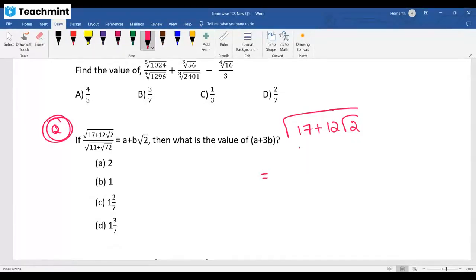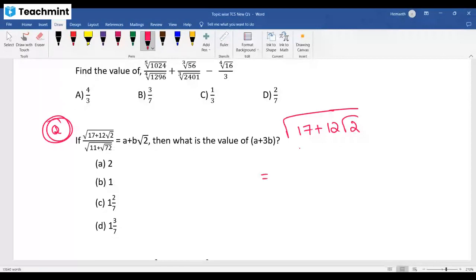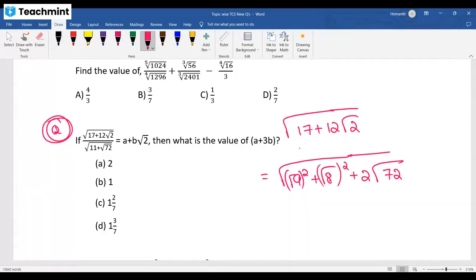Now, keep 2 and 6 inside. One step ahead you have to always think. So 2 here, 6 inside means 36 into 2, 72 will come. 72 can be written as 9 plus 9 into 8, that you have to think. Now this is square root of 9 whole square plus square root of 8 whole square, and this is 9 into 8. So it will come as root 9 plus root 8, meaning 3 plus 2 root 2.